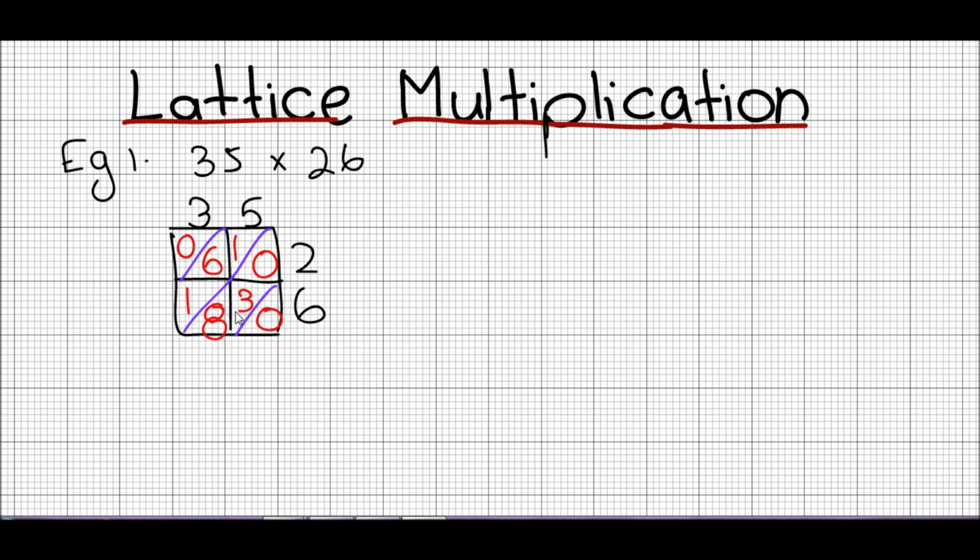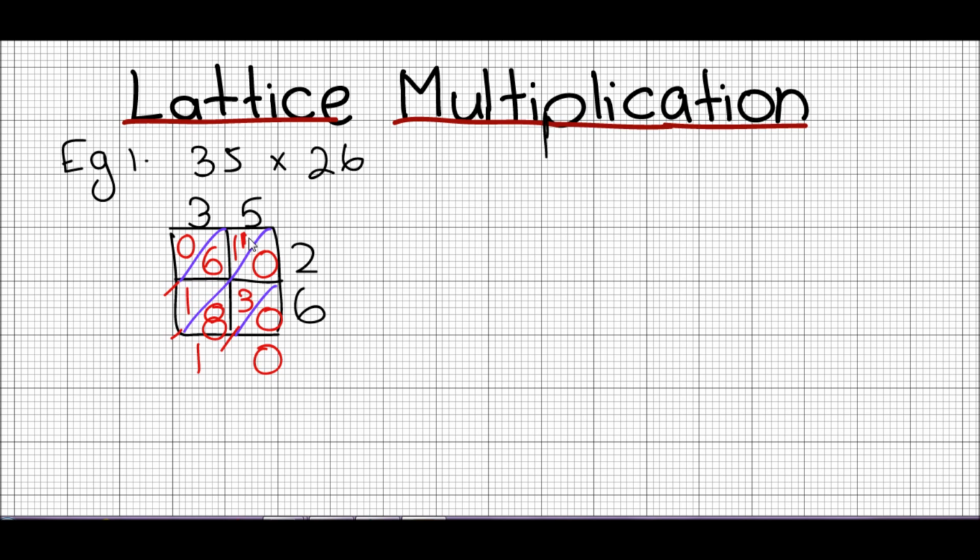And now we're ready to do the last step, which is the addition. We add within the diagonals like this. So in this diagonal, we have the number 0, which we write down here like this. In this diagonal, we have 8, 3, and 0, which gives us 8 plus 3, 11, plus 0, 11. So we write down 1 here and take the other one across to the next diagonal like this.